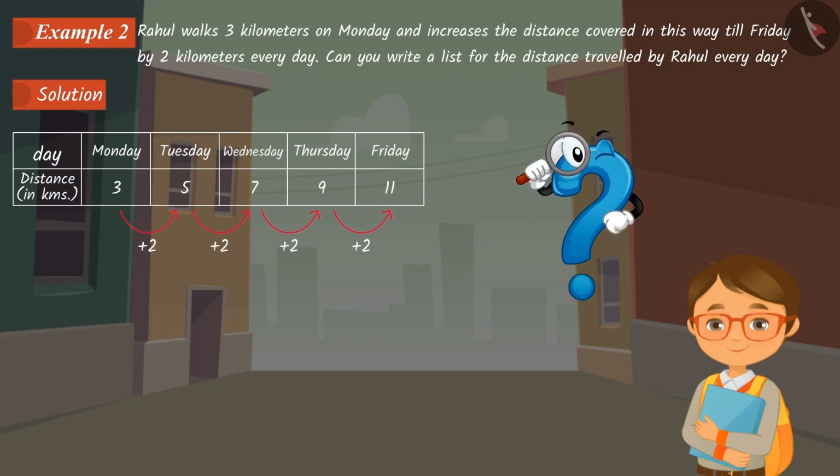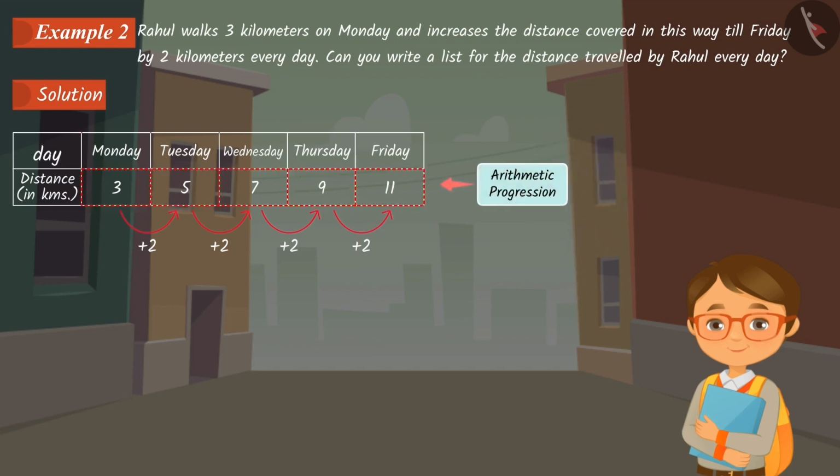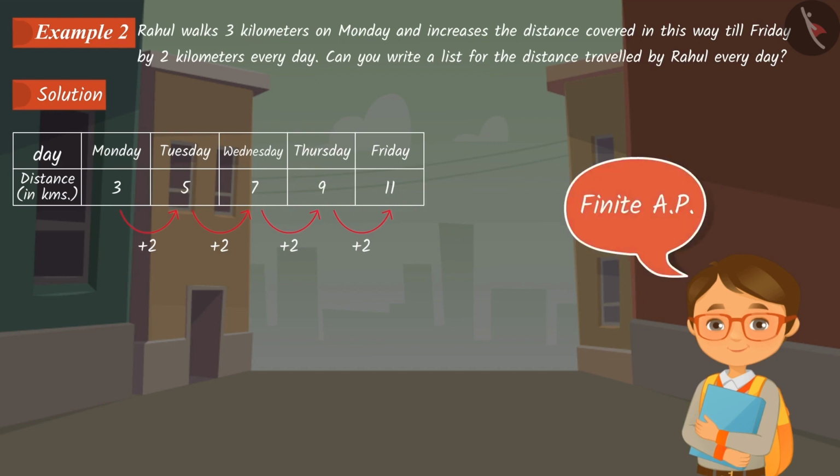What do you notice when you look at this list? This is also an arithmetic progression because here each term except the first term is obtained by adding a certain number to the previous term. And the number of terms in this series is fixed, hence this is a finite AP.